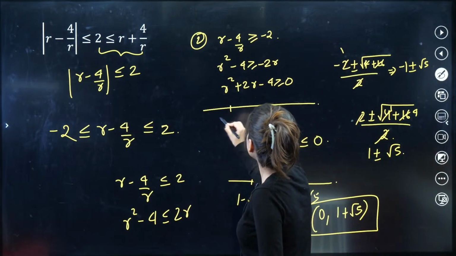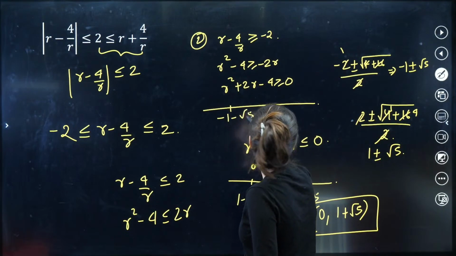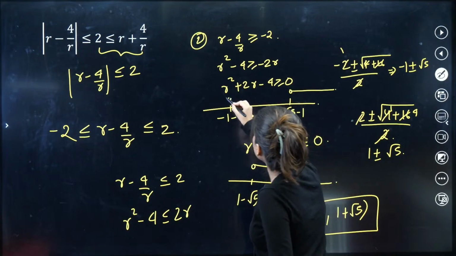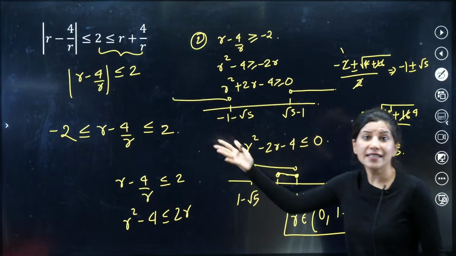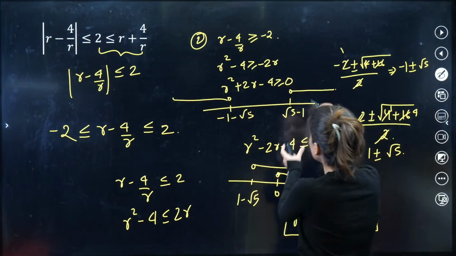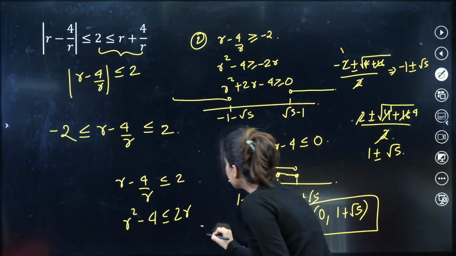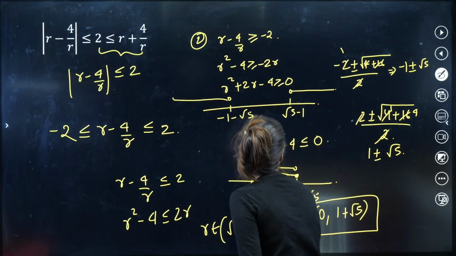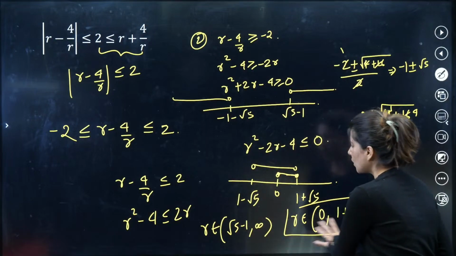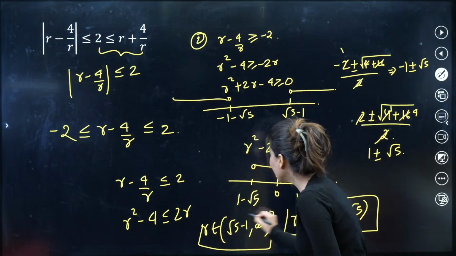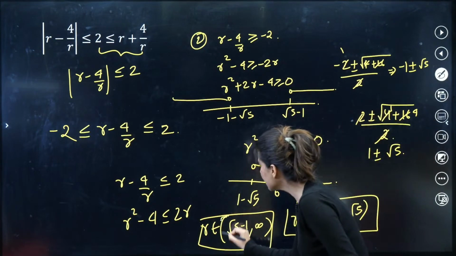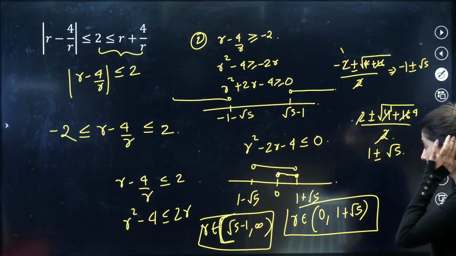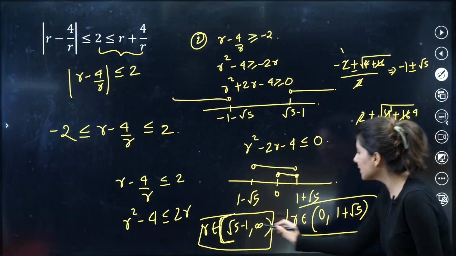So the negative root is minus 1 minus root 5, and this is root 5 minus 1. So r is greater than this and less than this. Again, r is never negative. So from here, r is actually coming out as the second thing, root 5 minus 1 to infinity. Right? So this is what we are getting. Now I have to take the intersection. This is a close bracket. So I am looking for the minimum value and maximum value. So 0 to root, this is a positive value.